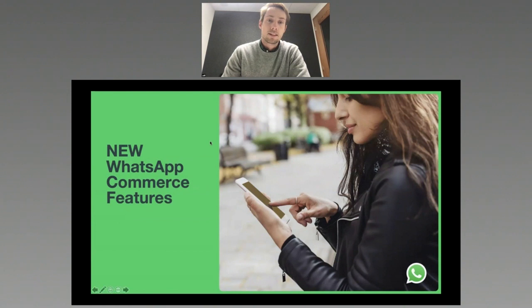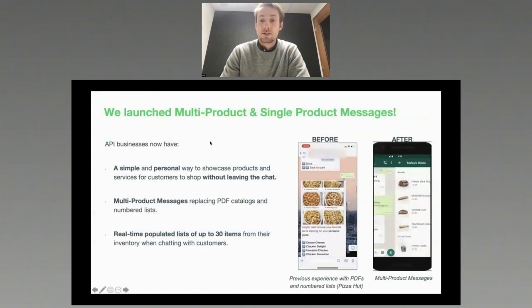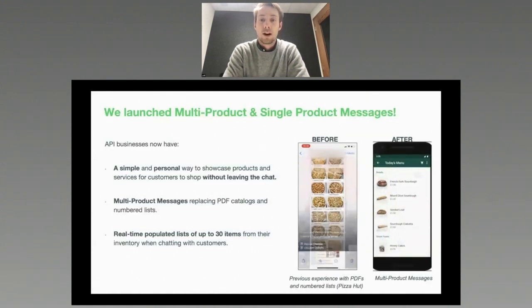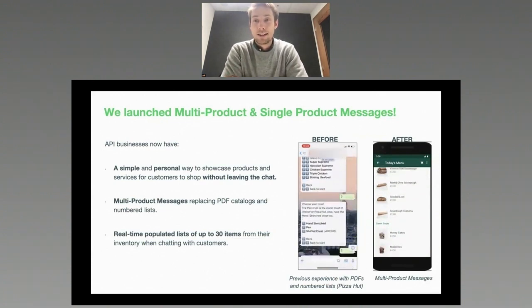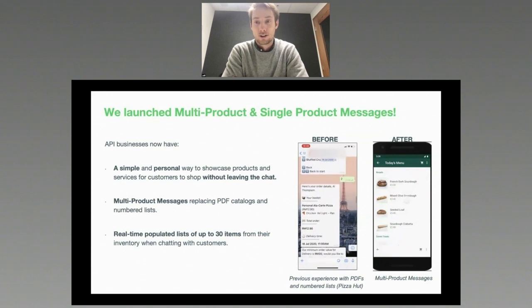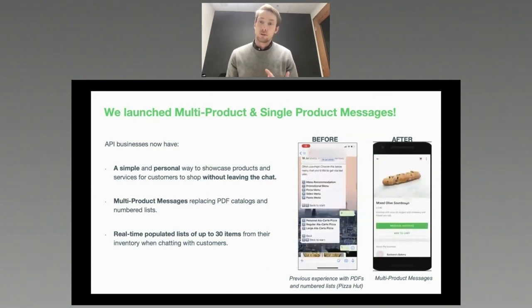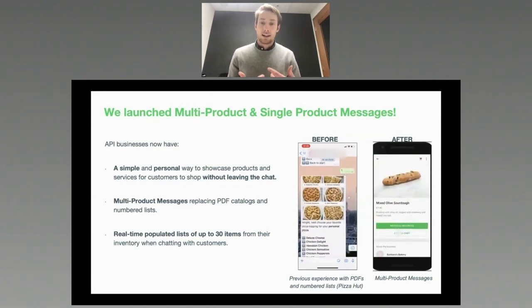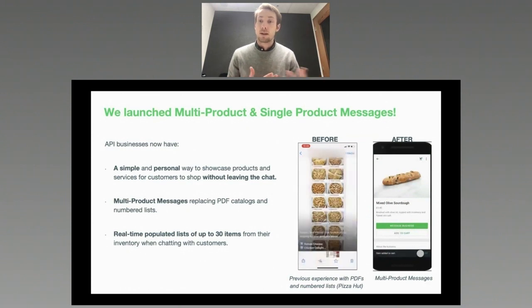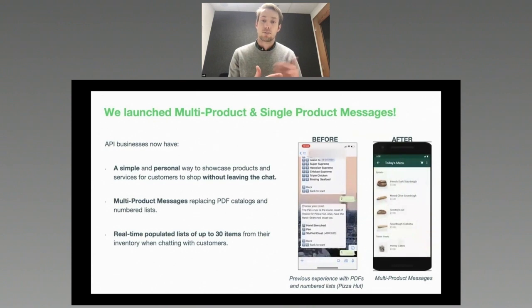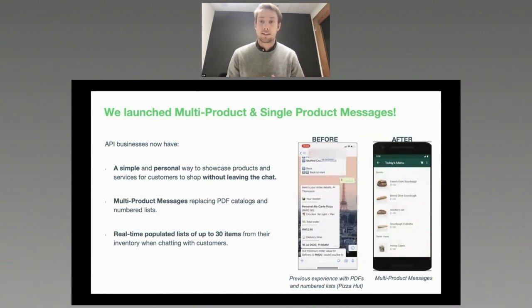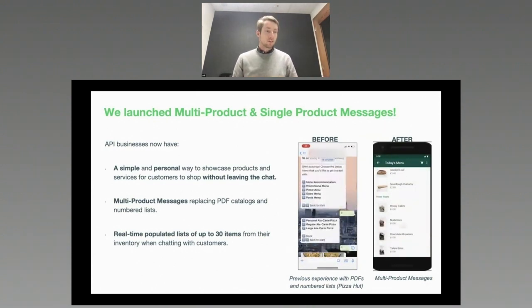What we've experienced to date is, as you can see on the before graphic, that commerce is really already happening on WhatsApp, typically in an unstructured way. So you can see here the example of ordering a pizza, where you get a PDF menu. The business sends a PDF menu and asks the user to respond using a numbered list in an automated bot flow.